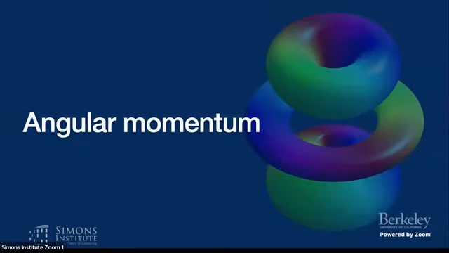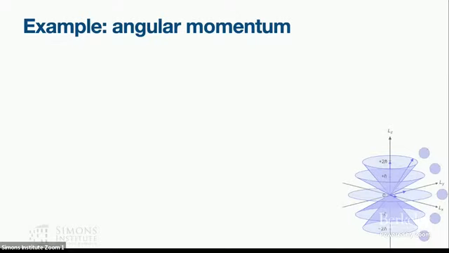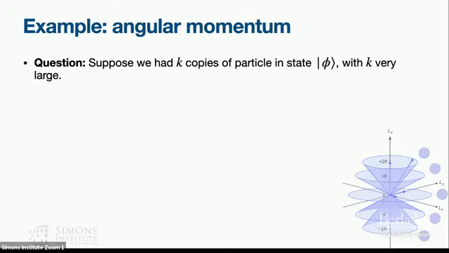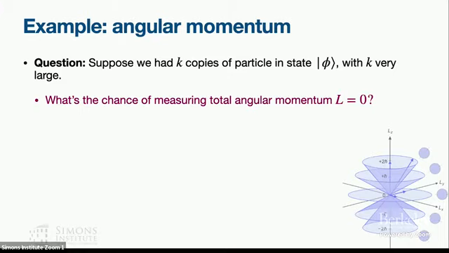So let's talk about angular momentum. I'm not a quantum physicist by any means. If you are, please stop me and feel free to ask questions, although I might not know the answers. Okay, so imagine we have a bunch of copies of a quantum particle and it's in some state. We don't necessarily know the state, but we have a bunch of copies of it. And we want to know, if we measure the total angular momentum of this ensemble of particles, what's the chance we get 0?